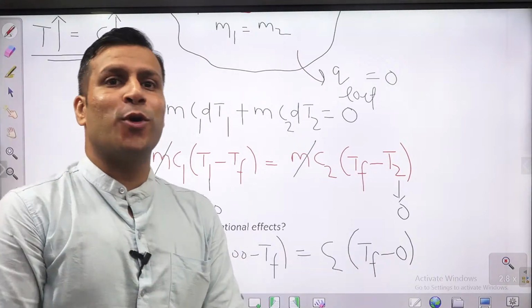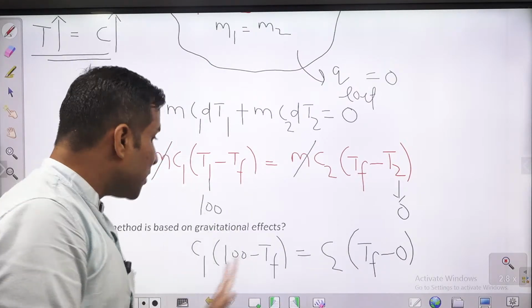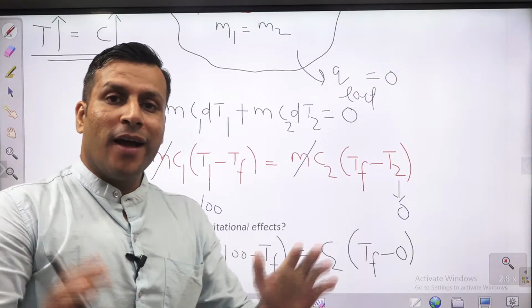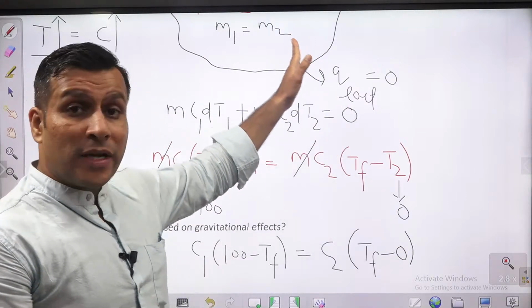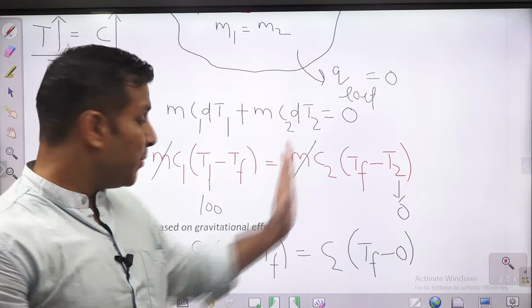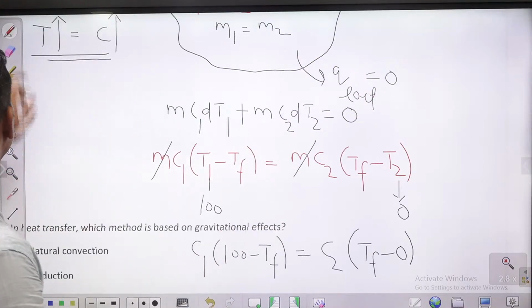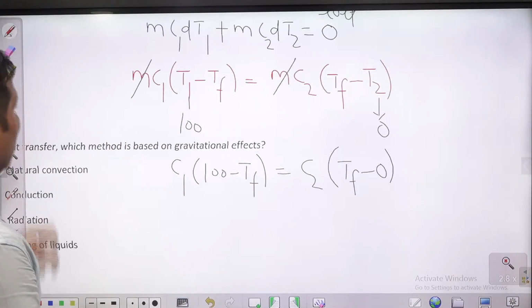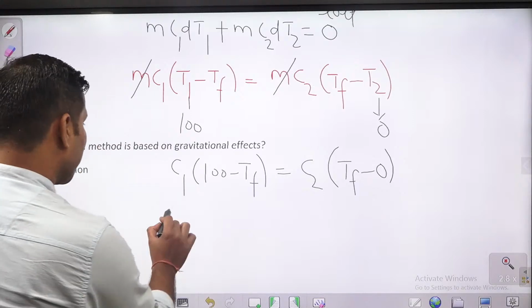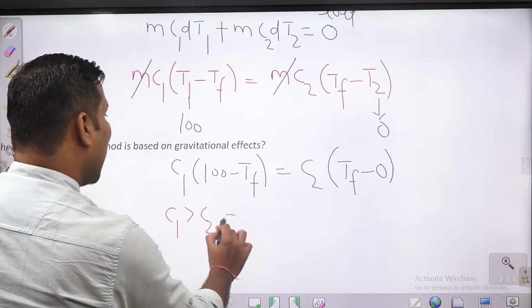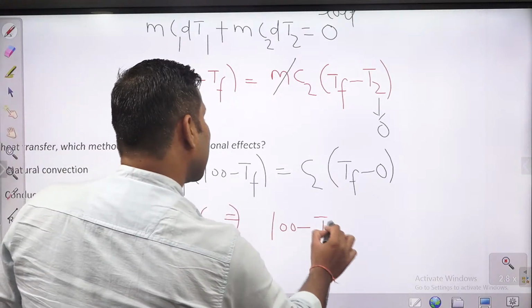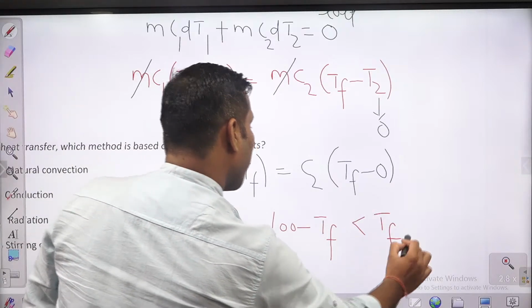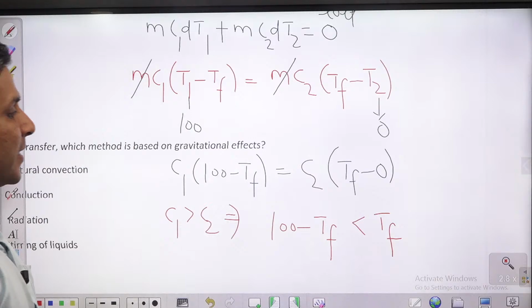C1 is more or C2 is more, guys? Which one is more? This is the body at low temperature, C2. The body 2 is at low temperature. This body is at high temperature. It means C1 is more. Yes or no? C1 is more than C2. And if C1 is more than C2, from that you can conclude 100 minus TF is less than TF.